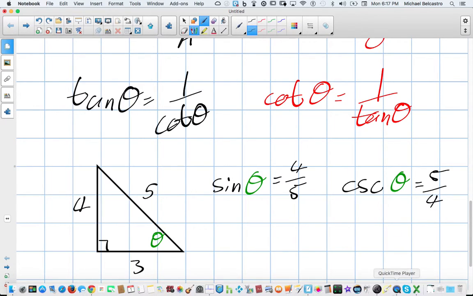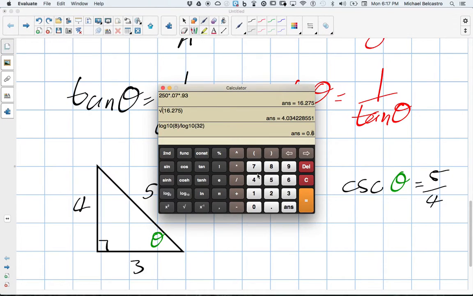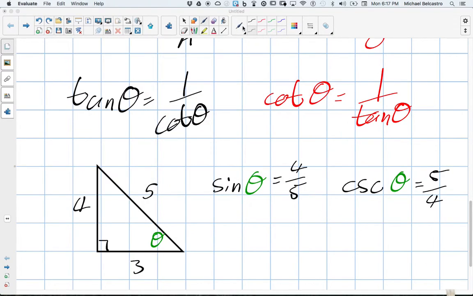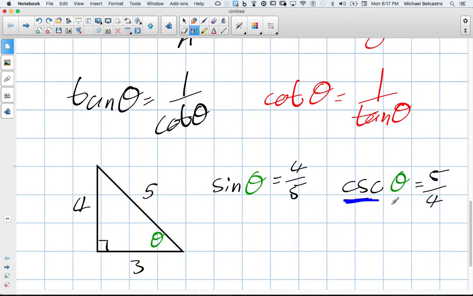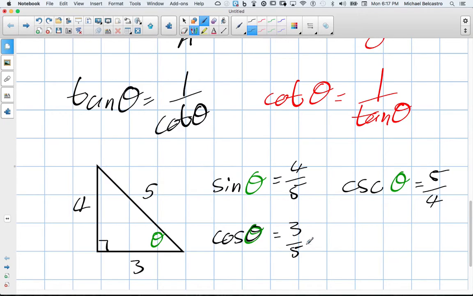Now, calculators are usually set up so that they only have really one version of this. They aren't usually built into your calculator, but you might have it. You could solve for theta using cosecant as long as you just inverted these quantities. Same idea if we had done cos: cos theta, theta's our green, is equal to the adjacent over the hypotenuse, 3 over 5. Well, secant theta would be equal to 5 over 3.